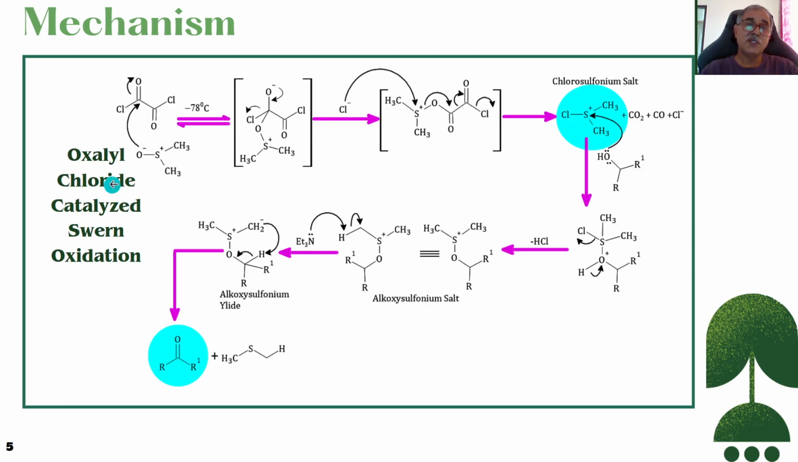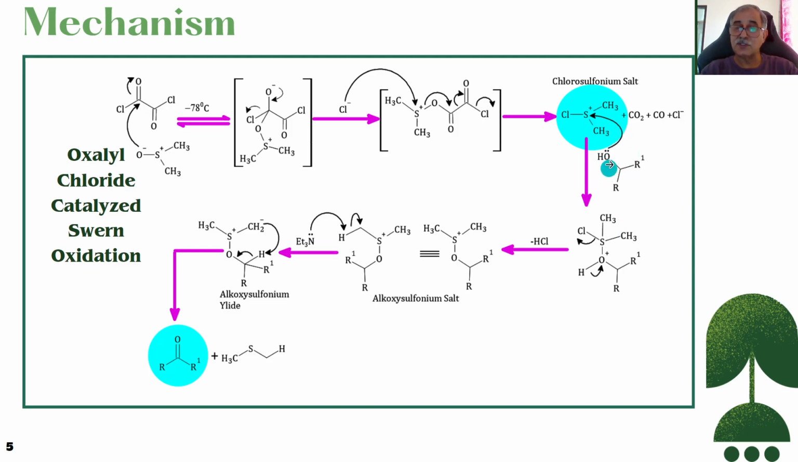Similarly, if we use oxalyl chloride, then also in the first step the reaction will take place at minus 78 degrees centigrade. So at this low temperature, DMSO will react with oxalyl chloride to give us these types of sulfonium salt intermediates, and then the chloride ion which is removed will attack the sulfur, and we will get chlorosulfonium salts which will react with the primary or secondary alcohols, and the rest of the mechanism is the same as we have seen in the case of TFAA.